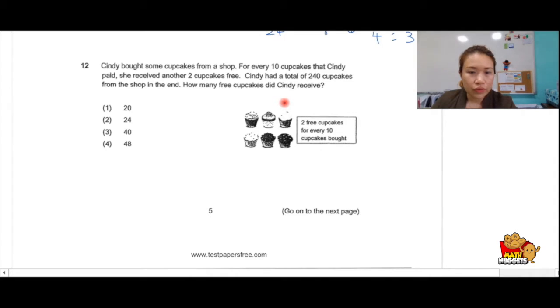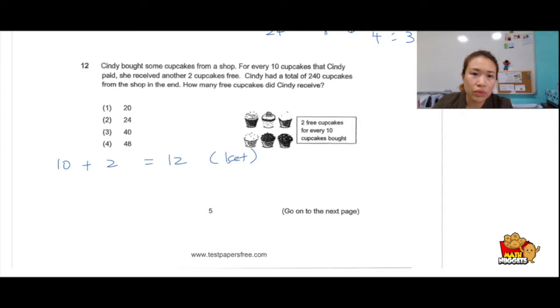Question 12. For every 10 cupcakes that Cindy paid for, she received 2 free. And in the end, she had a total of 240 cupcakes. So for every 10 that she bought, she got 2 free. So one set is 12. She received a total of 240. So how many free cupcakes did she receive?